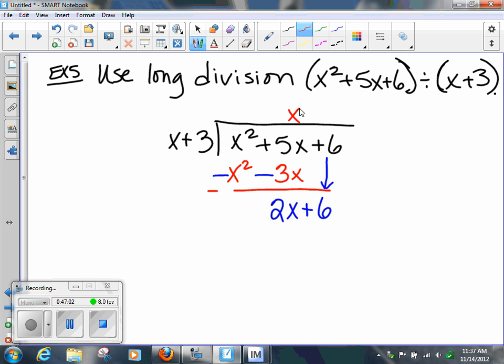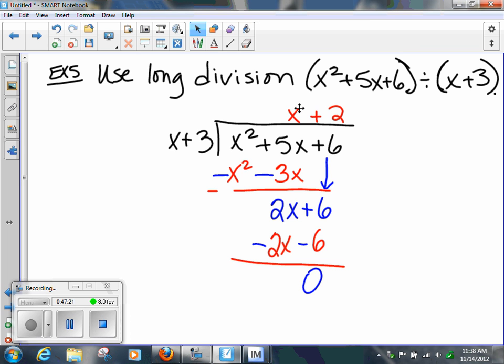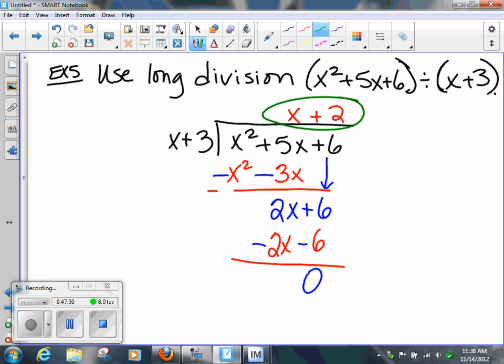And now we go through the same process again. X times what is 2x? Plus 2. 2 times x is 2x. 2 times 3 is 6. What am I going to do? Change the signs. There. Everything cancels. My remainder is 0. What is your quotient? X plus 2. How many of you checked it to double check and triple check? Good. Questions at all? How many of you did the long division like I asked? Because you better. All right, one more.